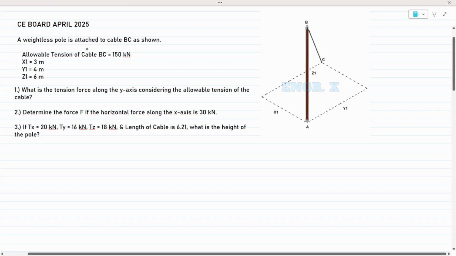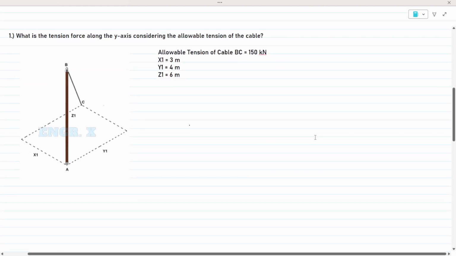So we have here a weightless pole attached to cable BC as shown. Given the allowable tension of cable BC, which is 150 kilonewtons, and the values of X1, Y1, and Z1. First question: what is the tension force along the y-axis considering the allowable tension of the cable? Okay, so let's proceed.